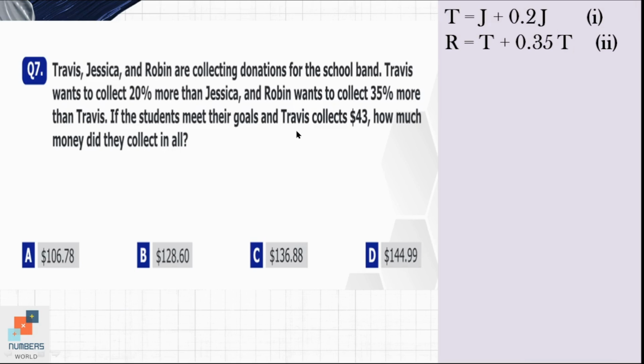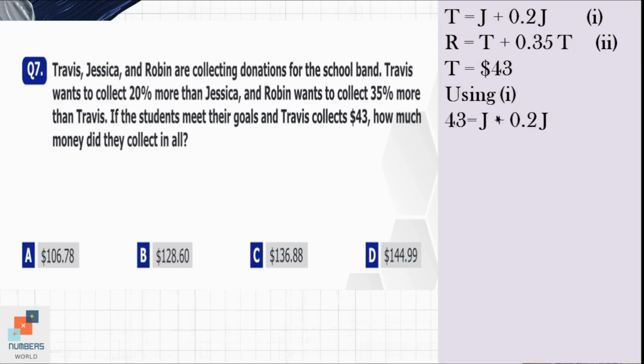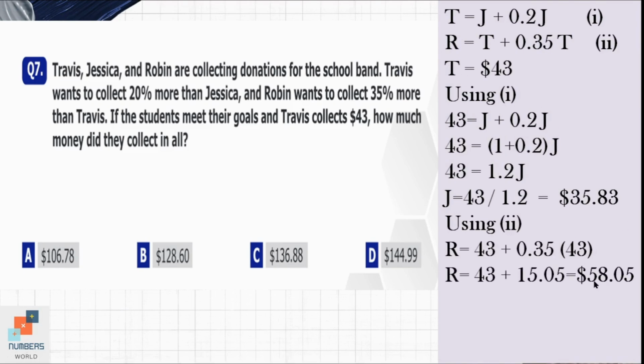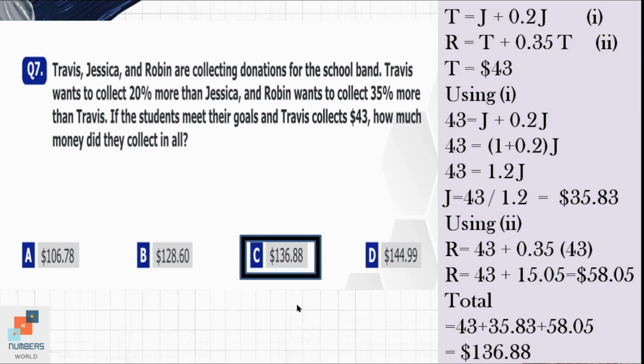We already know that Travis earned $43. So now we are going to put this value in our equation number 1 and solve it to find out the amount earned by Jessica, which is $35.83. To find out the money that was collected by Robin, we will use our second equation and put the value of T in it. After solving it, we can say that $58.05 were earned by Robin. As we have to find out how much money was collected in total, we will add all the amounts. The total is $136.88, which is our option C.